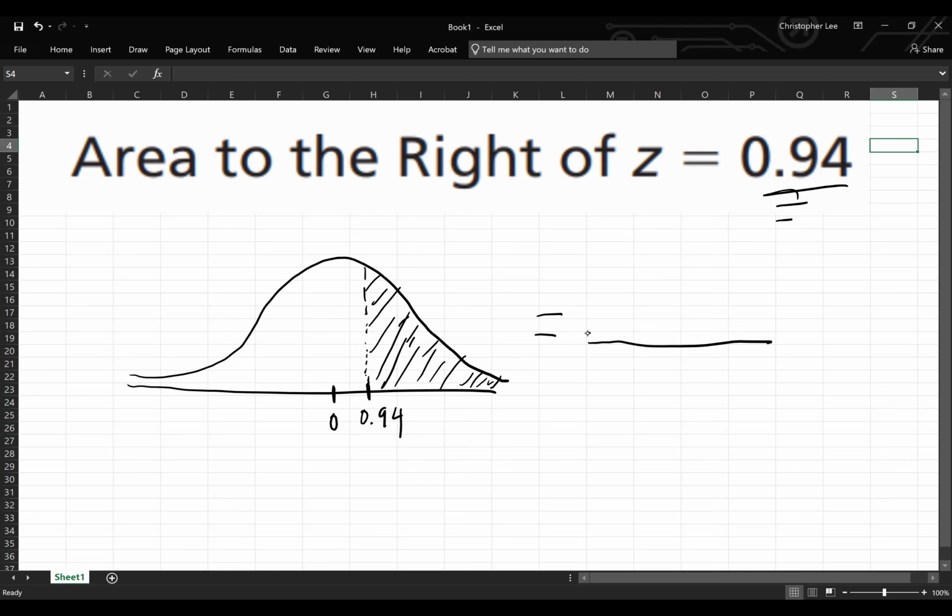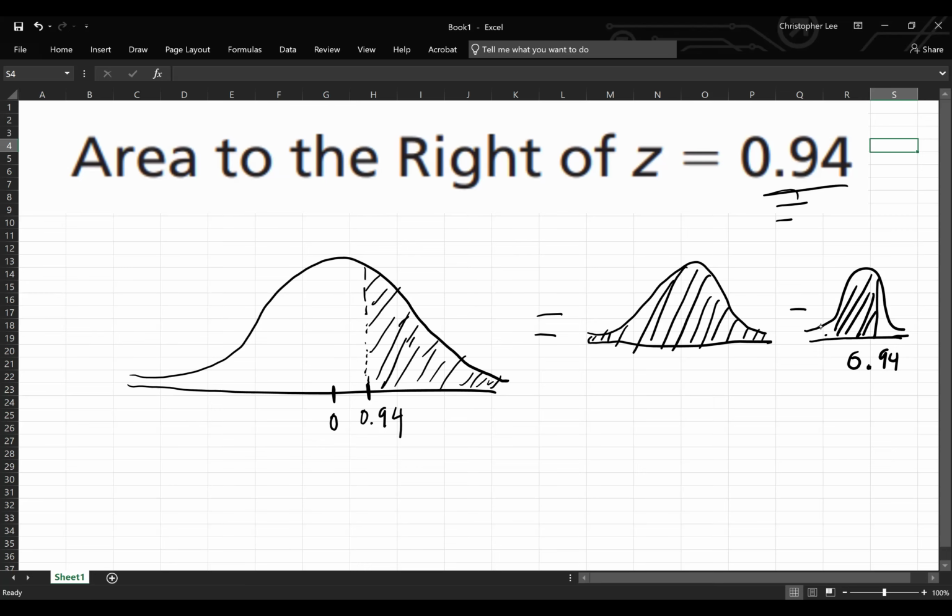Take the whole distribution and subtract out the part that you can look up. Right? And then you're left with the part that you actually want. Right? So let's do this.